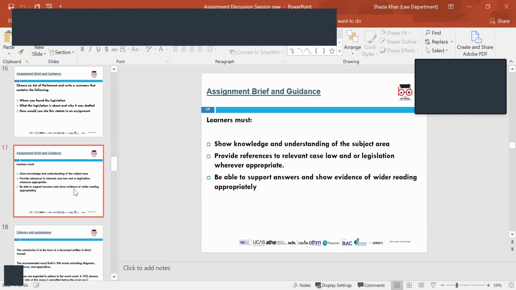The assignment brief and guidance is that learners must show knowledge and understanding of the subject area. Again, provide references and relevant case law or legislation whenever appropriate, and be able to support answers and show evidence of wider reading appropriately.